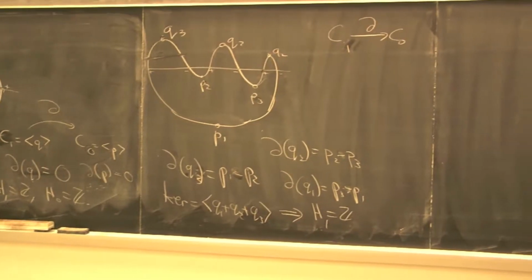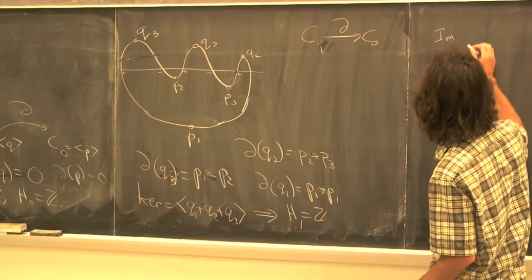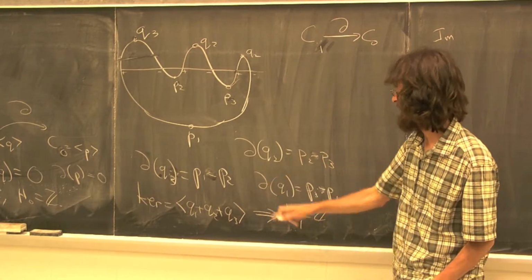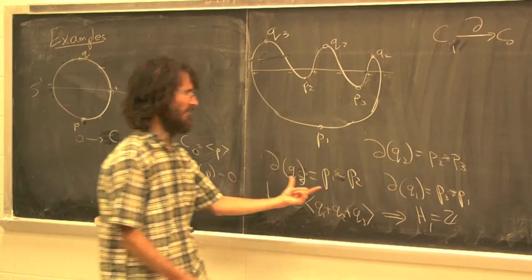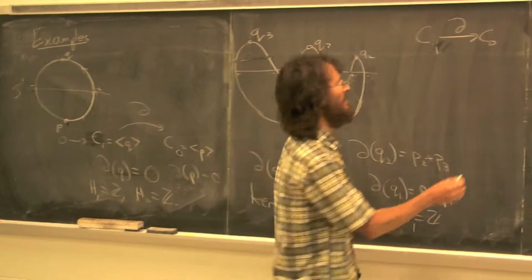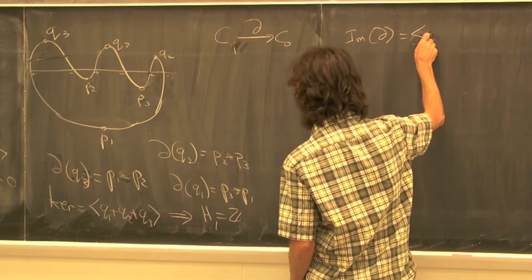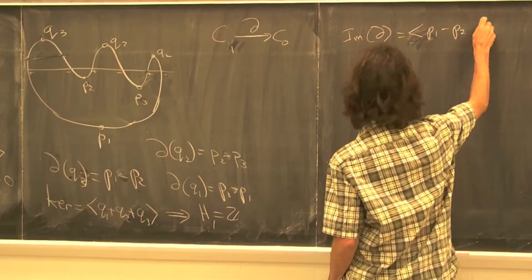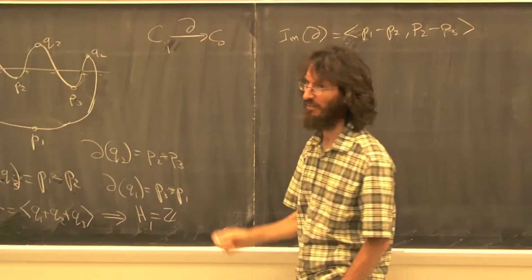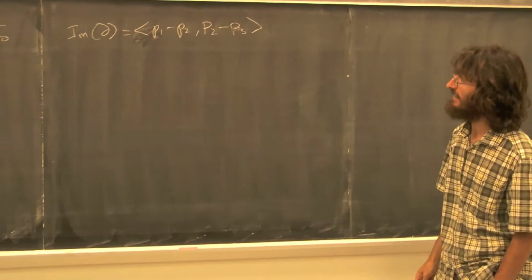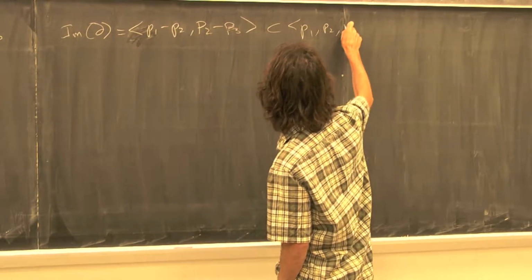And if I want to know the image of that boundary map, well, it's generated by these three vectors, but we can pick out something that's spanned by, what is it spanned by? Yeah, any two of those will do, right? So the image of the boundary map is generated by P1 minus P2, P2 minus P3. With those, you can get the other one, and that's two-dimensional, and you figure out that's inside the subgroup spanned by P1, P2, P3.